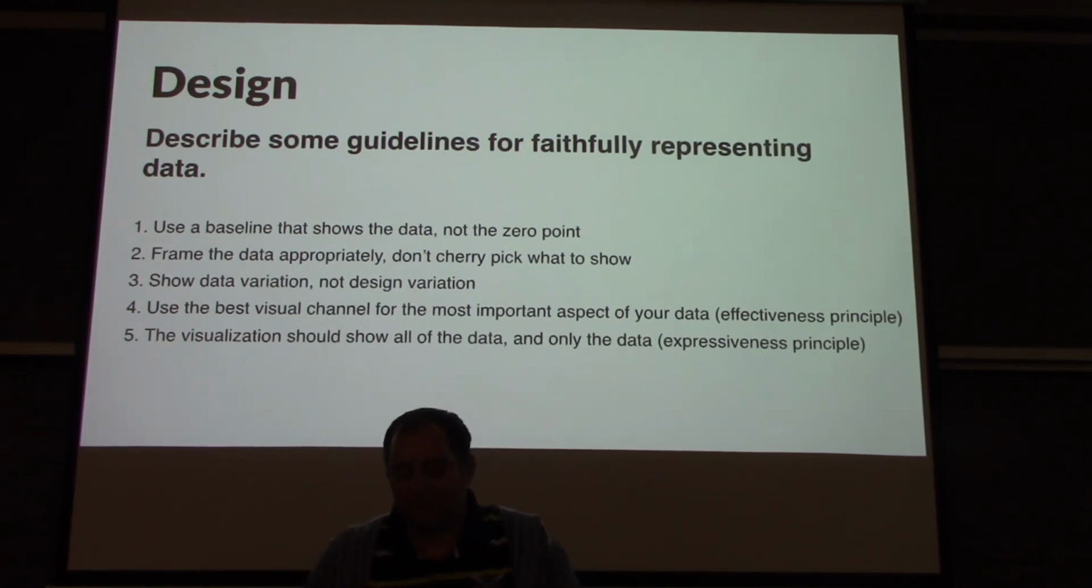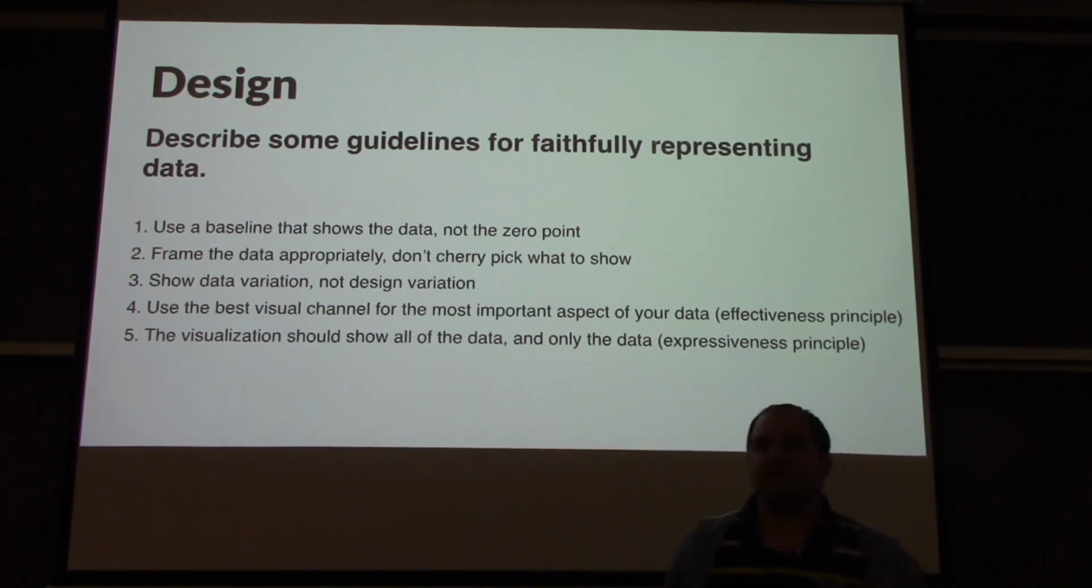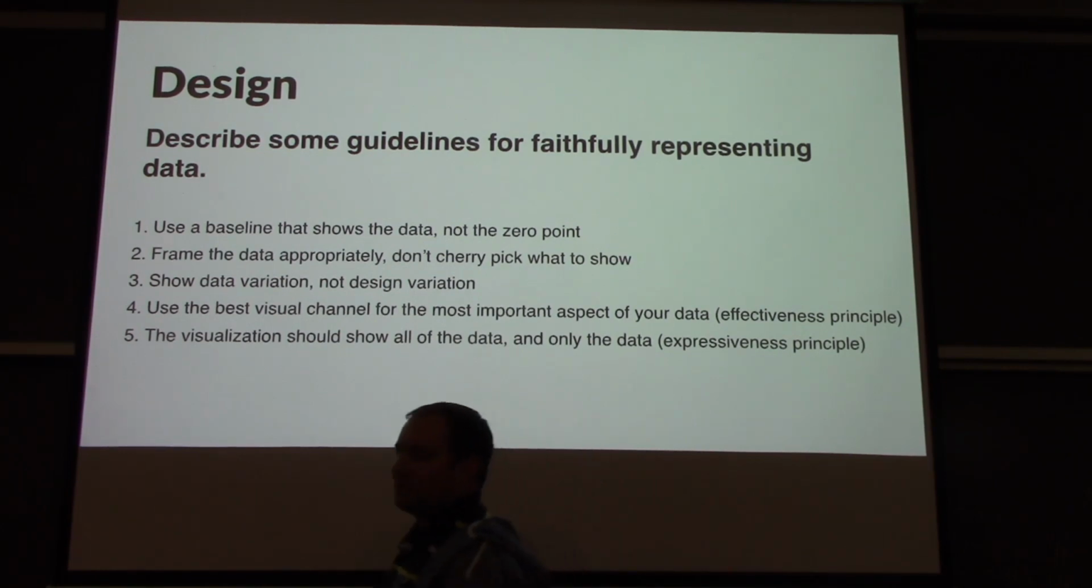Frame the data appropriately. Don't cherry pick what to show. Remember this example with climate change. If I only show you 2 or 3 years, I can't see a trend, but if I frame it correctly to include a wider range of years, then we can actually see what is going on. Show data variation, not design variation. So if we have any variation in our chart, it should be corresponding to data.